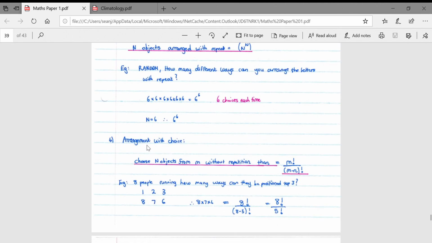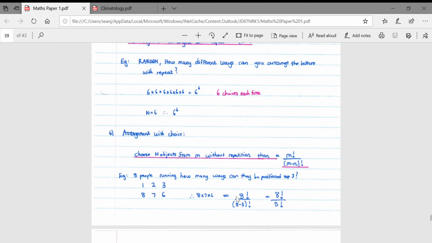Then arrangements with choice, another fundamental section of this counting principles section. If we choose n objects from m without repetition, then it's equal to m factorial over m minus n factorial. Note the brackets, so that you do that sum first before taking the factorial.